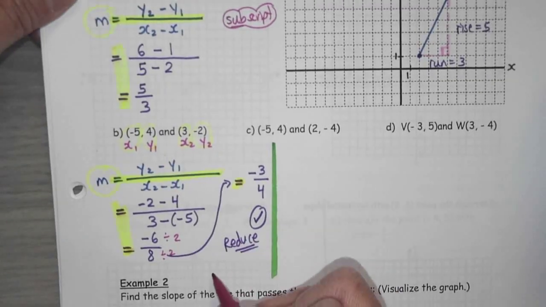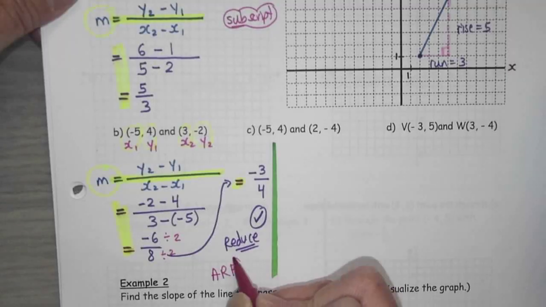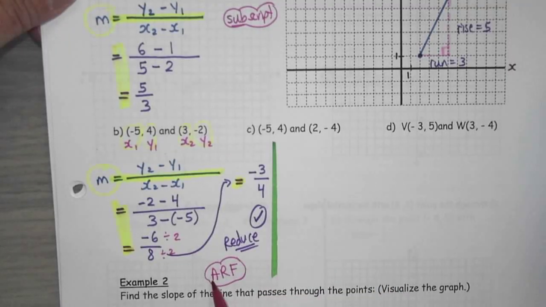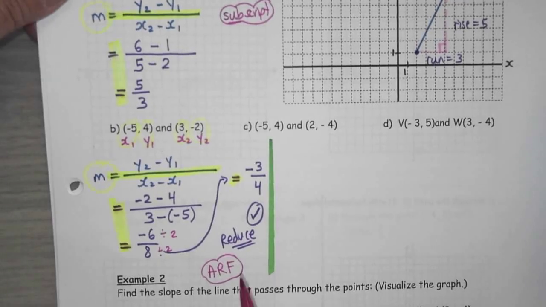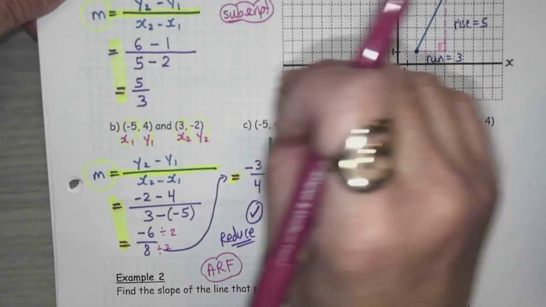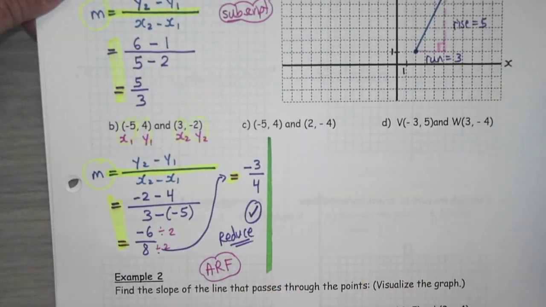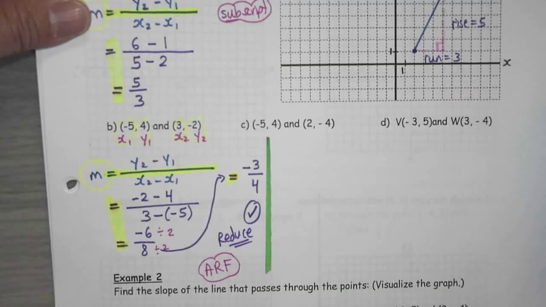Okay. Sometimes you'll see me write ARF on a paper. A says always, R for reduce, F for your fractions. So always reduce fractions, ARF. It looks like I'm barking on your page. Arf, arf, arf. So hopefully you don't get a bunch of arf, arf, arf. So it's always, A for always, R for reduce, F for fractions.